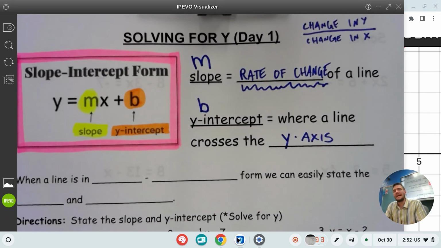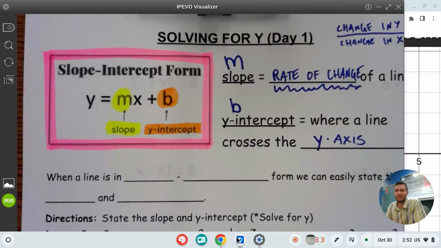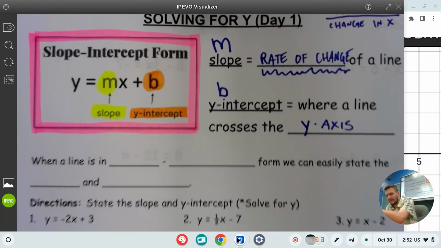Yeah, b is a letter used to replace a constant, so I wouldn't really use "variable" as the way to describe it. Now, here we go.